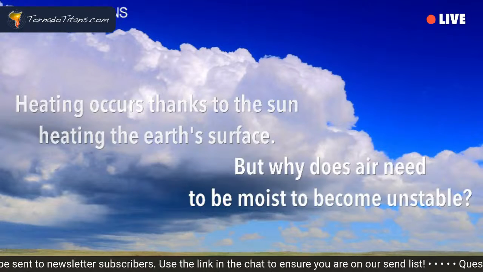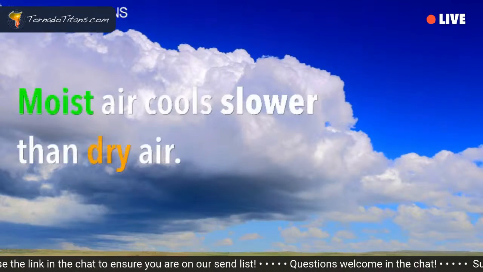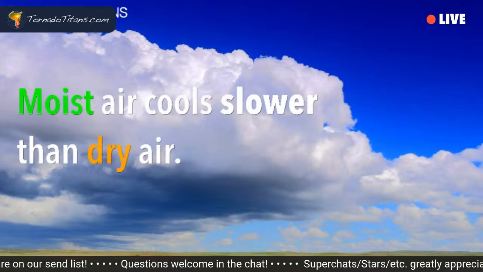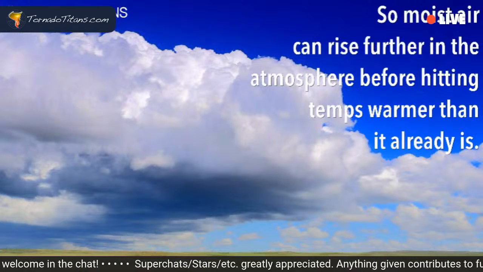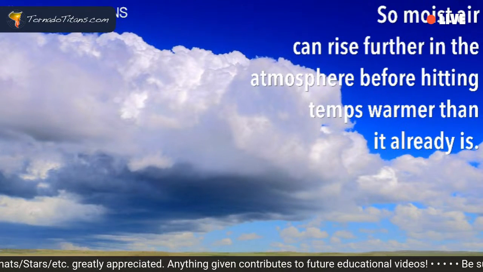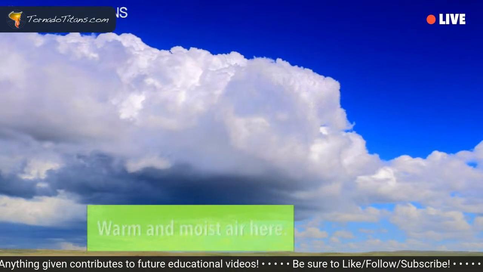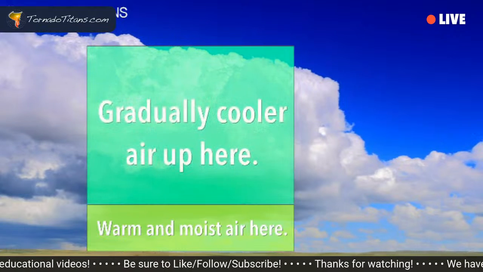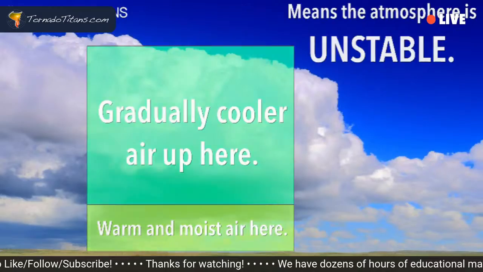And why does air need to be moist, you ask? A piece of air with more moisture within it cools less as it rises versus a drier piece of air. So, the atmosphere is potentially more unstable in a warm and moist atmosphere than a hot and dry one, because the air cools slower and can rise further up when it's more moist. As this warm and moist air rises from the surface, if it finds the atmosphere above the surface is cooling as well, then the atmosphere has become unstable.